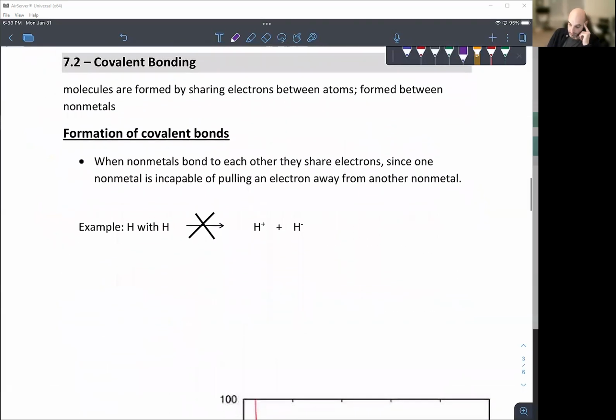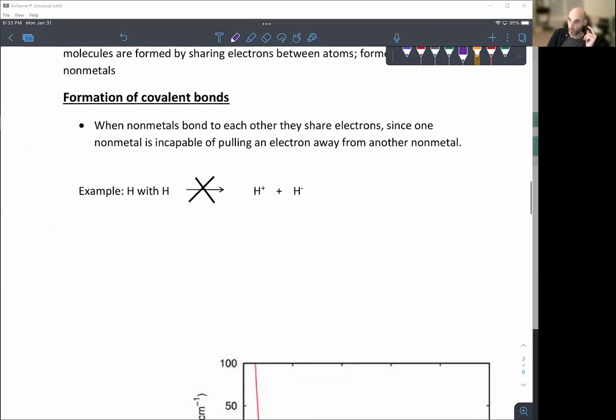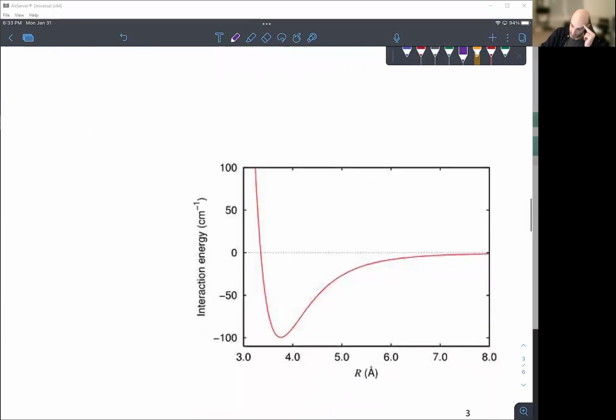All right, covalent bonding. We've already kind of looked at this. We've had this discussion about just what a covalent bond is, so I don't really have to get into it too much. Molecules are formed by sharing electrons between atoms, formed between nonmetals. When nonmetals bond with one another, they share electrons, since neither is capable of pulling an electron away. Basically, because their electronegativities are both nonmetal-ish, they're incapable of pulling things apart. So hydrogen is not going to form a positive and a negative ion because they essentially have the same propensity to hold these electrons in. And so we're going to take a look at this little diagram right here.